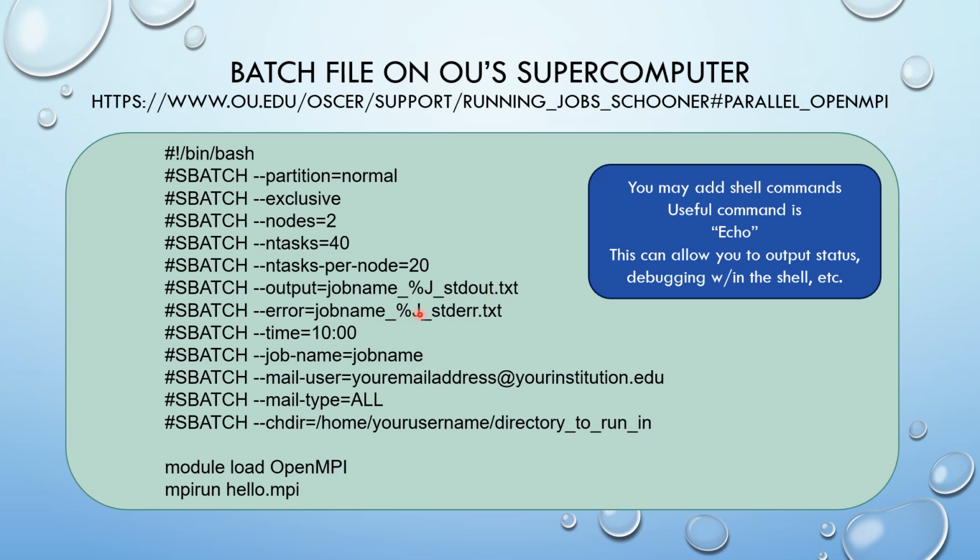And job name, blah, blah, blah, standard error. This is your standard error output. This is a max time. I would be shocked if you run more than 10 milliseconds, so 10 minutes would be insane. You can give it a job name. Here, this email address is your OU email address. You're just telling it it's going to use all types of mail. And then this is the directory where your code is.